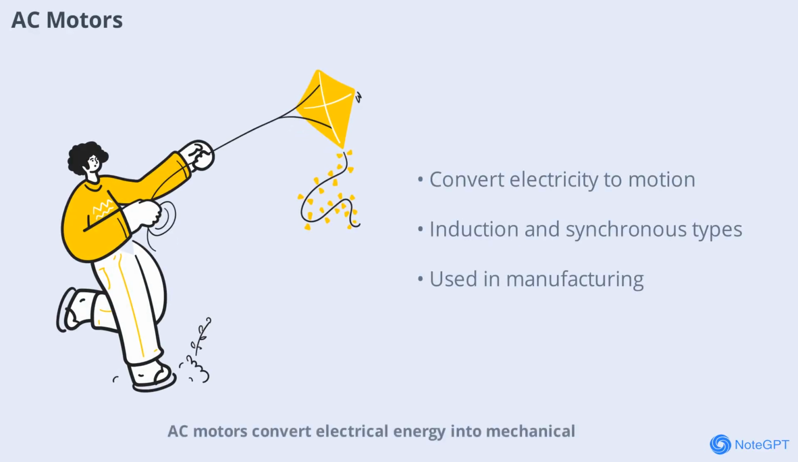AC motors convert electrical energy into mechanical energy and are the workhorses of industry. There are different types of AC motors, such as induction motors and synchronous motors, each suited for specific applications. These motors are preferred for their durability, efficiency, and ability to operate at different speeds. Learning about AC motors is essential for understanding modern manufacturing and automation.